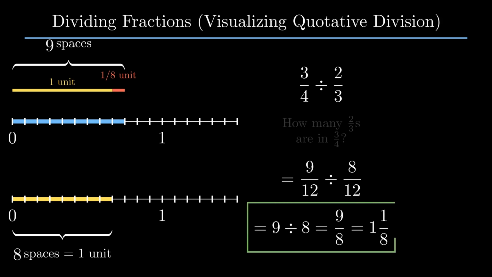Therefore, 9/12 divided by 8/12 is exactly the same as 9 divided by 8. The final answer is 9/8, or 1 1/8.